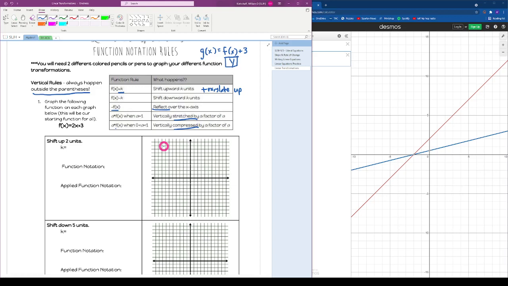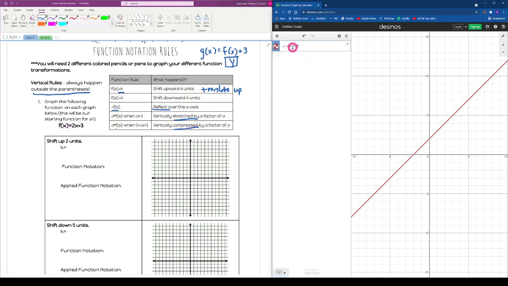All right, so let's do a little practice with these, and then we'll see what happens in the alternate case where we're transforming the input, not the output. But let's practice these output transformations first. So we're starting off with a function f of x equals 2x plus 3. I'm going to go ahead and graph that one over here in Desmos and do 2x plus 3.